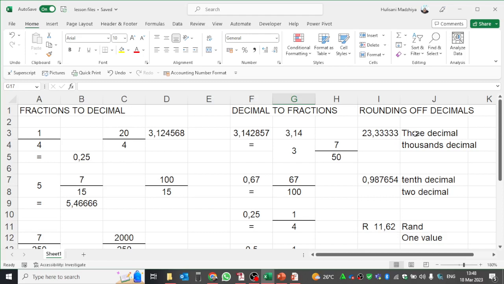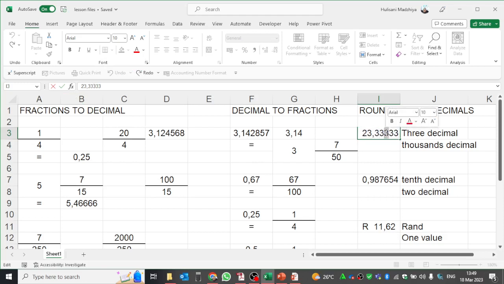And then the last part is rounding off. If we say round off to the nearest 3 decimals, we are saying round off to the nearest thousandth, because the third decimal represents the thousands. So under this one we go to the value of the third decimal: the first one, the second one, the third one. So it's this one.